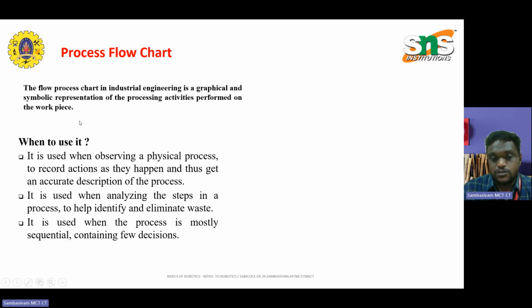It is used when the process is mostly sequential and contains a few decisions, and when the project proceeds stage by stage. Once the start procedure has been done, there is an intermediate step, then a decision block. With the decision block, yes or no leads to different flows, whether this thing has to be done or that thing has to be done. Finally, the action blocks are also there. So this is a graphical representation, as I said earlier. This is an example of the symbols used in the process flowchart.